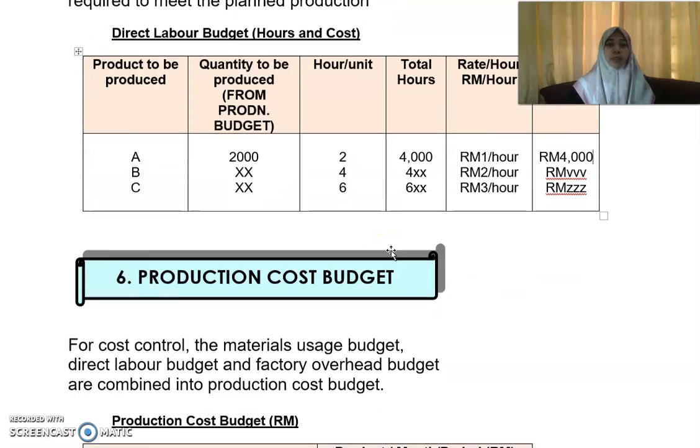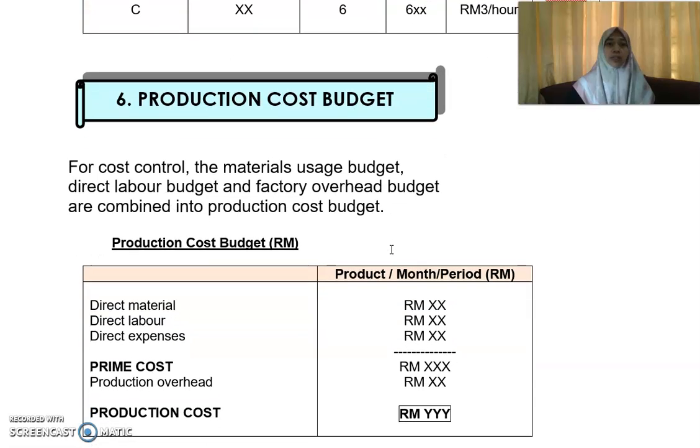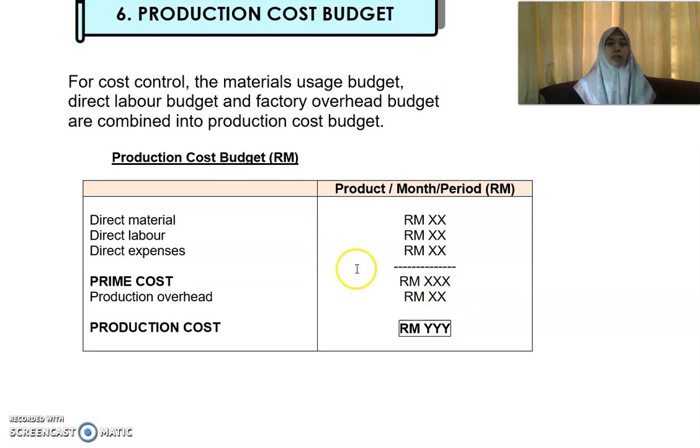Okay. Next, we move on to your production cost budget. For cost control, the material usage, the direct labor, and the factory overheads are combined into what is called the production cost budget. You want to know how much your production cost is. So you just add all your costs. That will be your direct material, added with your direct labor, added with your direct expenses if you have any. Then that will be your prime cost. Next, add your production overhead, which gives you your production cost. So that's how you prepare your production cost budget.